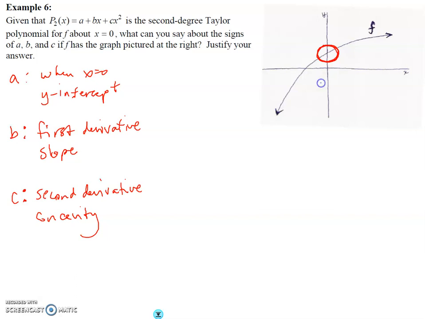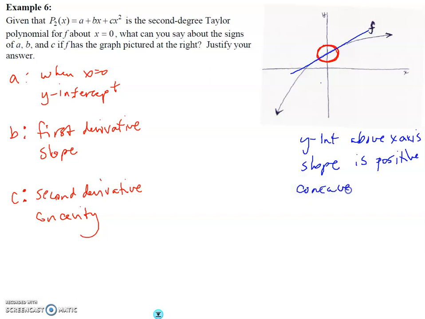So now if we look at the function that they gave us, at this point around 0, the first thing I know is that my y-intercept is above the x-axis. I also know that the slope of the tangent line is positive. If I were to draw in a tangent line, I can see that I have a positive slope. And I also know that we are concave down.